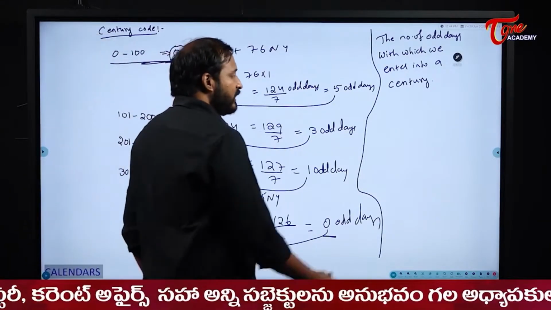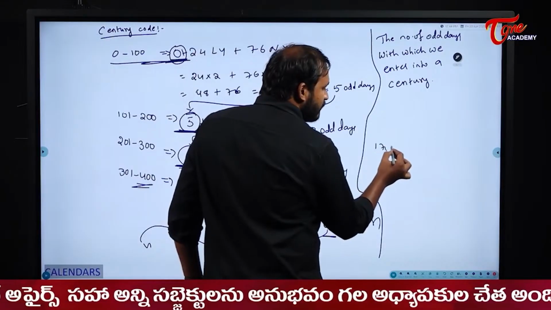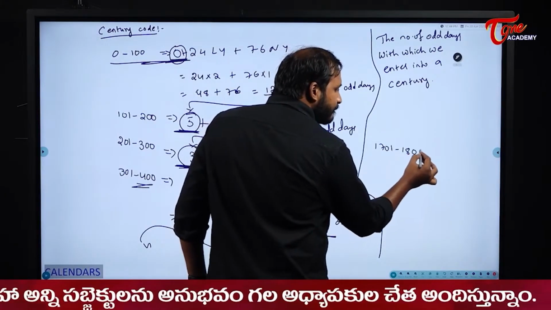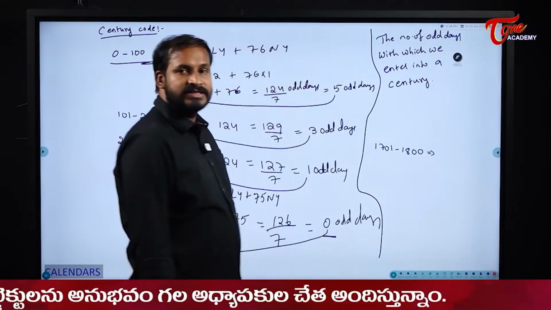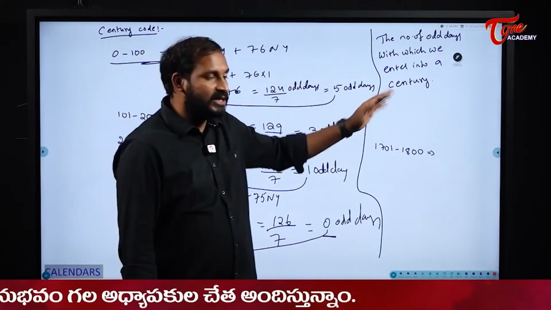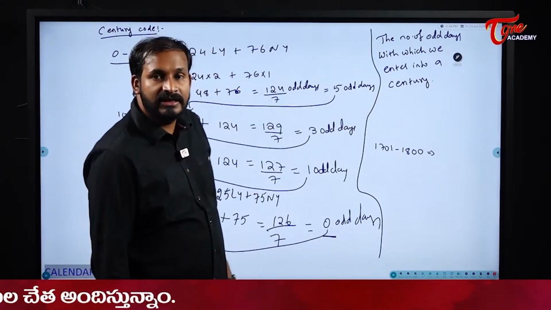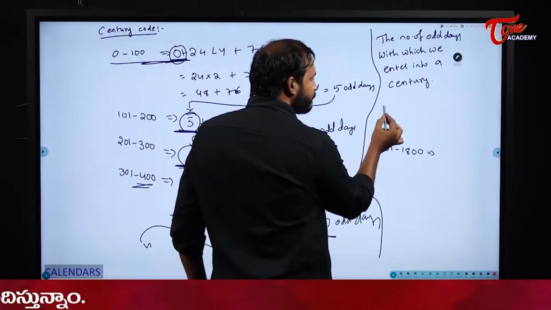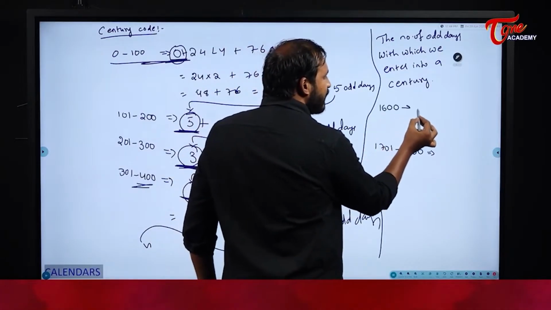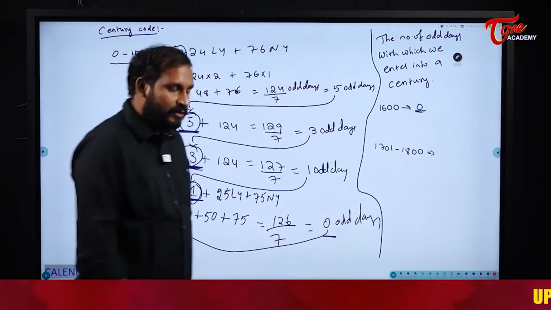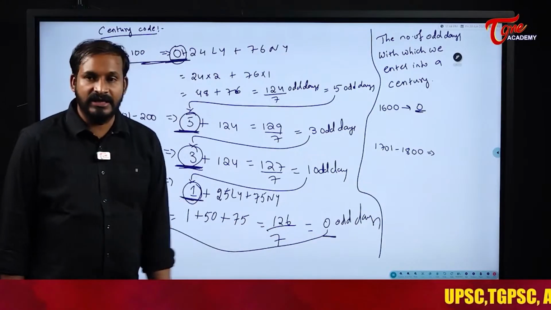Now, tell me what is the century code for 1701 to 1800? What is the century code for 1701? So before that, what is the first perfect century leap year we will have? It is 1600. At 1600 my odd days will become what? 0. Why? Because at century leap years my odd days are becoming 0.